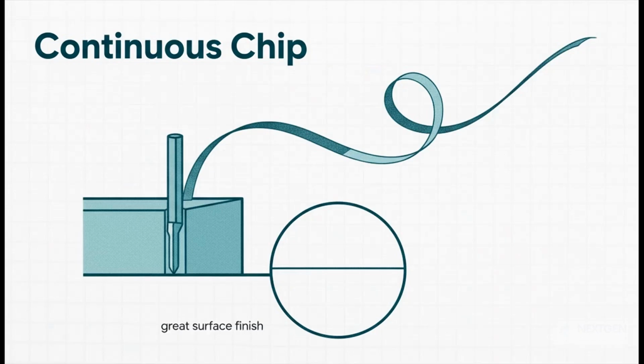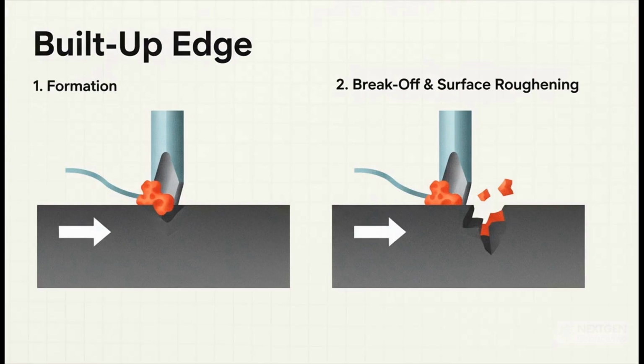This is the continuous chip. It's often what machinists are aiming for, because it usually means you're getting a fantastic, smooth surface finish. Now, sometimes things get a little messy. Under certain conditions, tiny bits of the material can actually weld themselves right onto the tip of the cutting tool. This is called a built-up edge, or BUE, and it's bad news. It's unstable, it grows, then breaks off, and it just wreaks havoc on your surface finish.